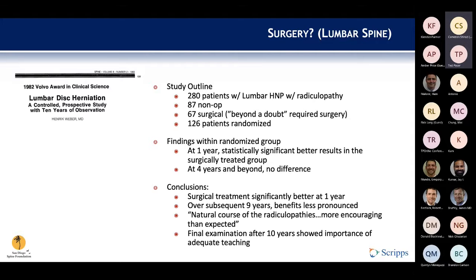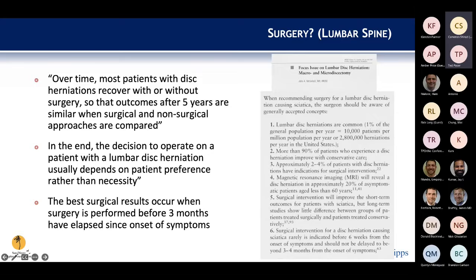So this is that same kind of article and recommendations we looked at earlier, but more specifically, some quotes and important factors pulled out from that. But over time, most patients with disc herniations recover with or without surgery, so that outcomes after 5 years are similar when surgical and non-surgical approaches are compared. In the end, the decision to operate on a patient with lumbar disc herniation should depend on patient preference, and they put, rather than necessity, but it's important.